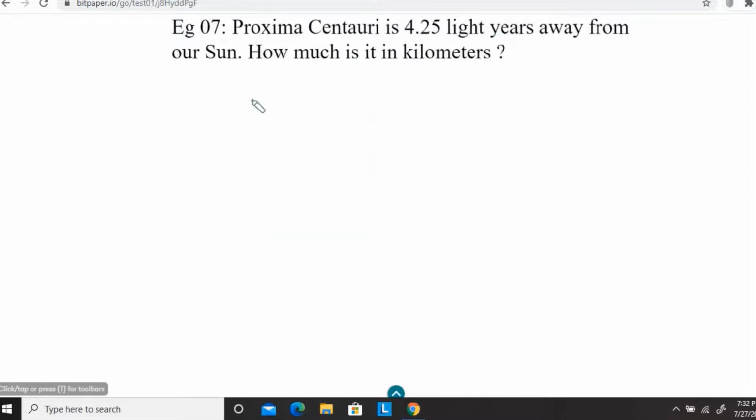Let's look at example number 7. It says Proxima Centauri, which is a star, is 4.25 light years away from our sun. How much is it in kilometers? So you need to understand that light year is a measurement of distance.